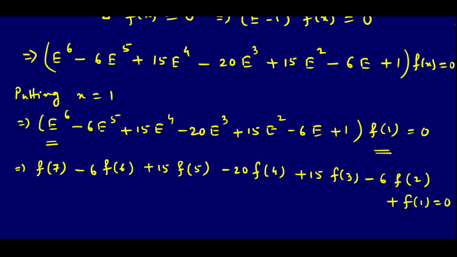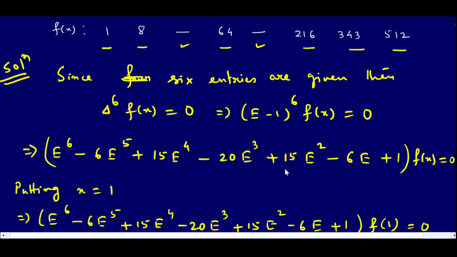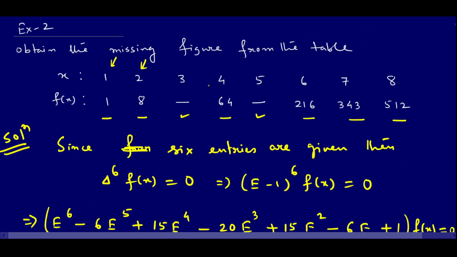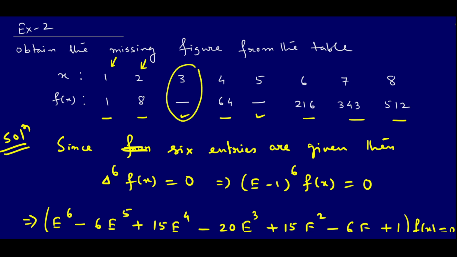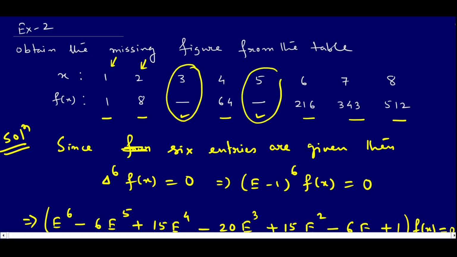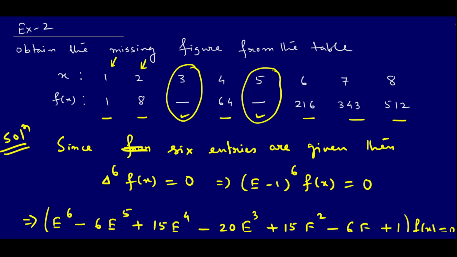So here, see what are the terms that are missing here? F of 3 and f of 5. These two are missing. So you cannot put the values of f of 3 and f of 5, but all the other values you can put. What is f of 8? F of 8 is 512, f of 7 is 343. So you have to put all these values one by one.